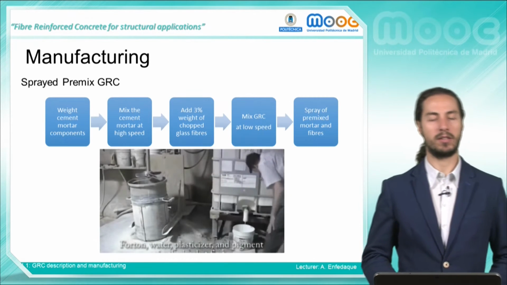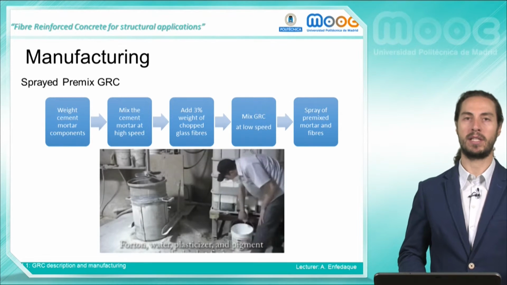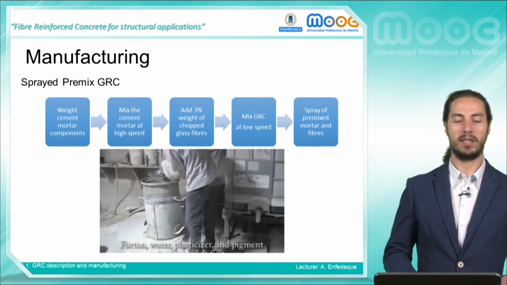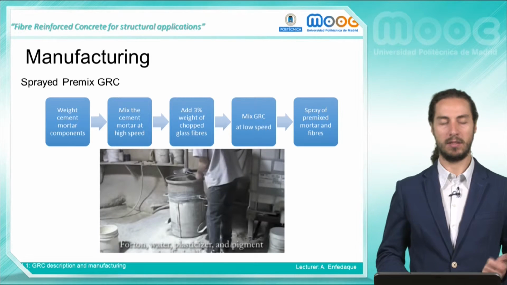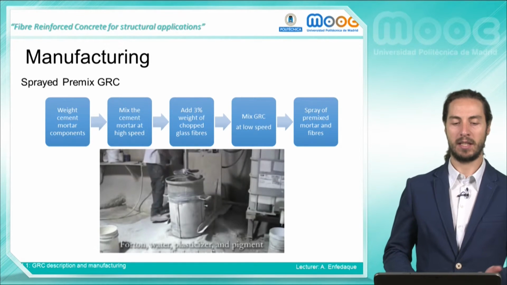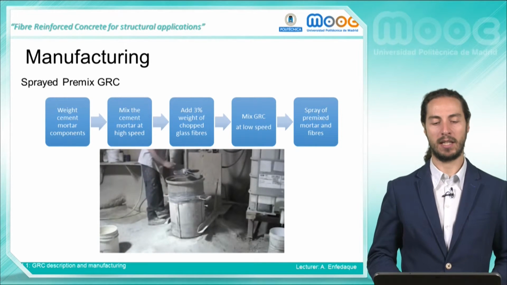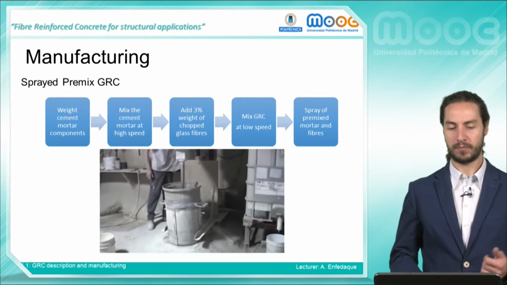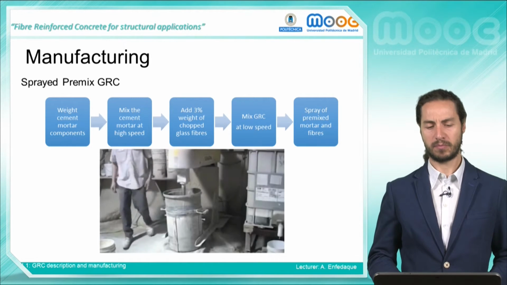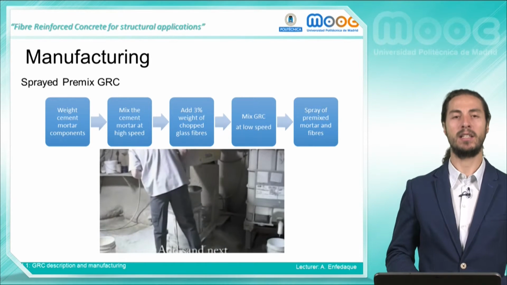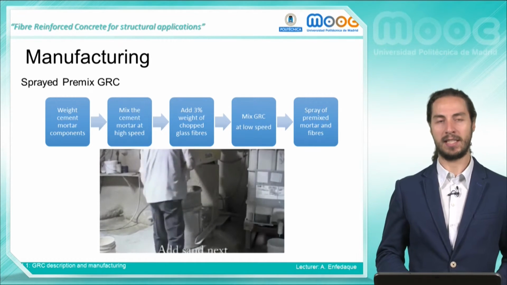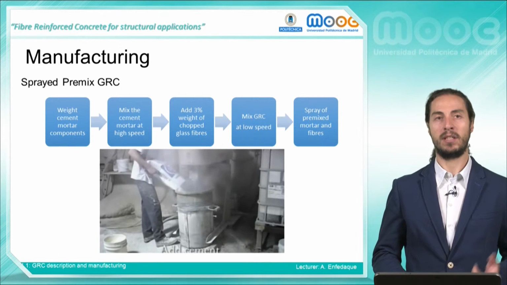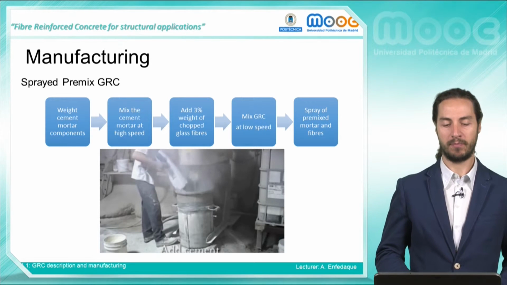The last method that is going to be explained is the spray premix GRC manufacturing process. The process starts by weighing the cement mortar components as in the previous methods, mixing the cement mortar at high speed. This can be seen in the image in the video where the mixer is mechanically mixing the sand, cement, and the water and plasticizer that were poured in first place.